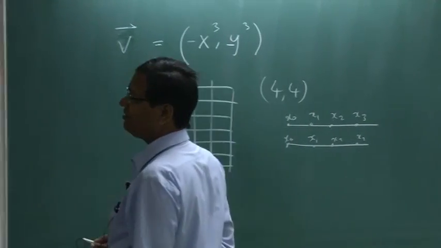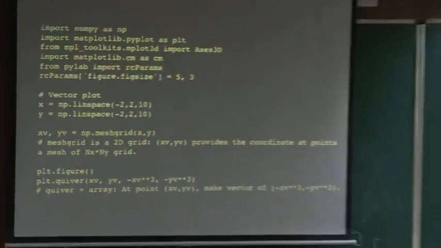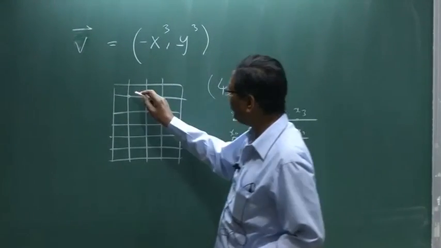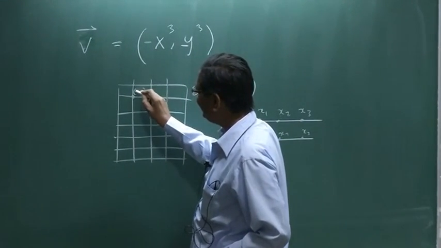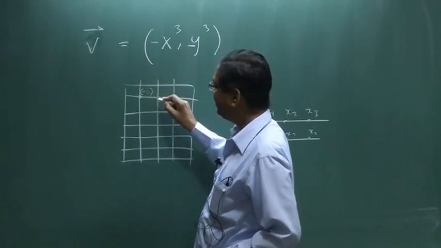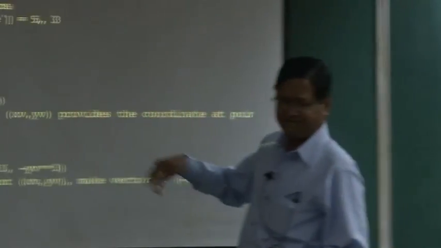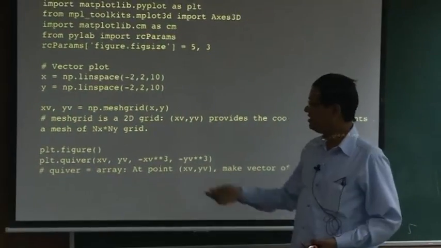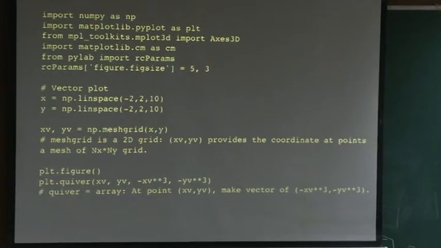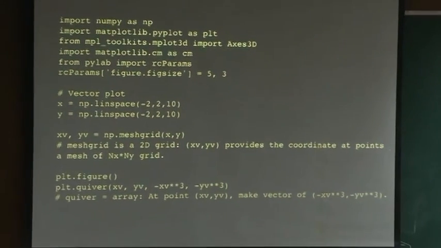Same thing with yv. It gives you the y coordinate, so I again have a 2D array. Now if I want the coordinate of a point, I can get it from xv comma yv. The coordinate of any point on the mesh is contained here, and that is what matplotlib will use. Matplotlib will use this coordinate and put some vector at each point.